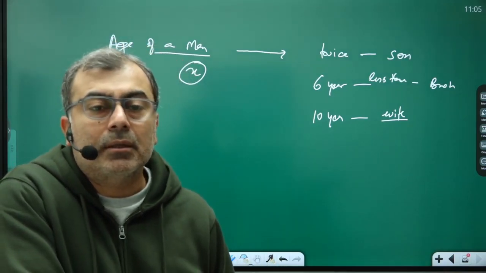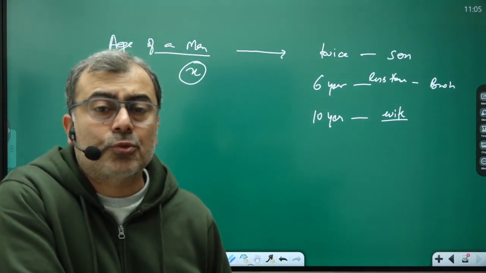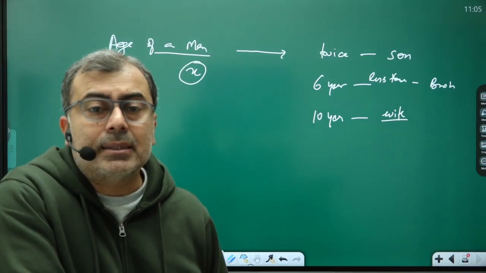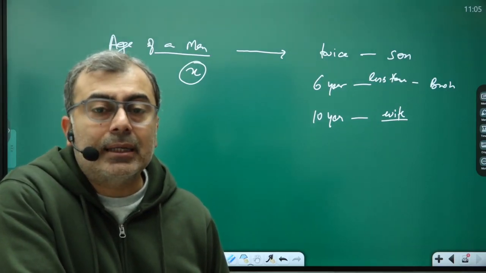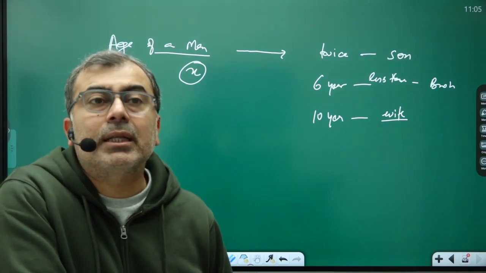And then the relations are: x is twice the age of son, 6 years less than the age of brother, 10 years more than wife. And then they will give one more thing.